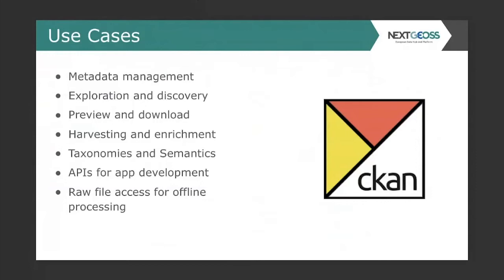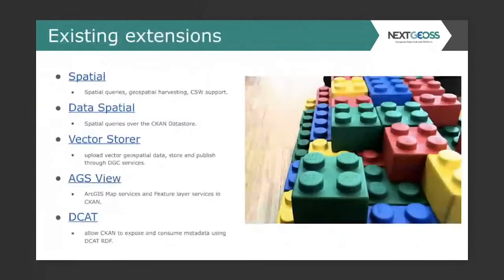CKAN has a bunch of existing extensions that are suitable for Earth observation data. A lot of that is around the ability to do spatial querying and geospatial harvesting. There are also extensions that support addition of vectors, ArcGIS map services and feature layers, and solutions such as DCAT, which is a vocabulary for semantic markup of data, which is also used with Earth observation data.